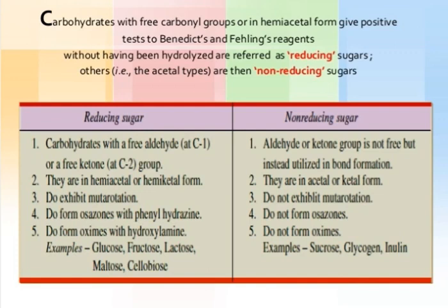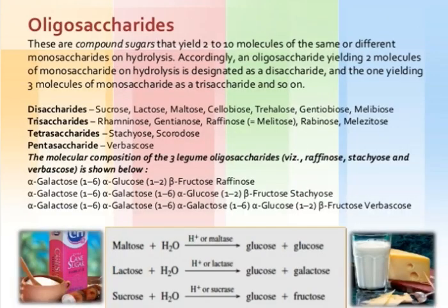Reducing sugars form oximes with hydroxylamine. Examples: glucose, fructose, lactose, maltose. Non-reducing sugars do not form oximes, that is sucrose and trehalose. Oligosaccharides. These are compound sugars that yield 2 to 10 molecules of monosaccharide upon hydrolysis. An oligosaccharide yielding 2 molecules of monosaccharide on hydrolysis is designated as a disaccharide, and one yielding 3 molecules of monosaccharide is designated as a trisaccharide.